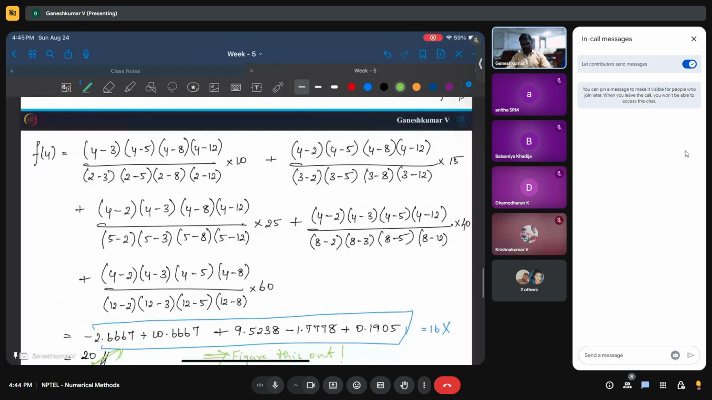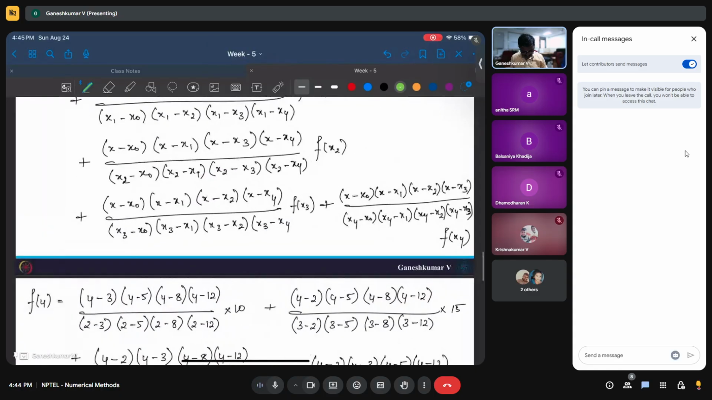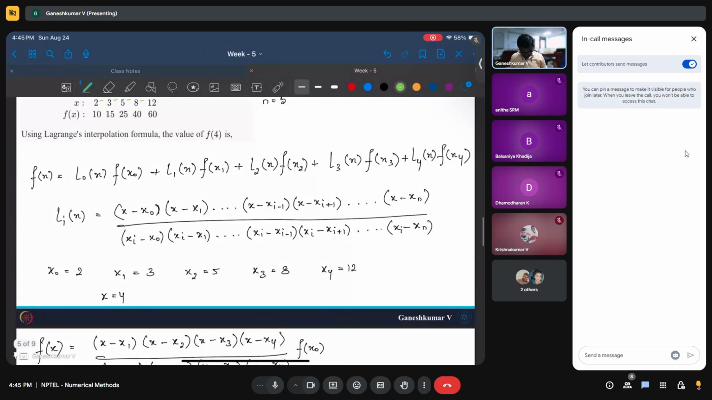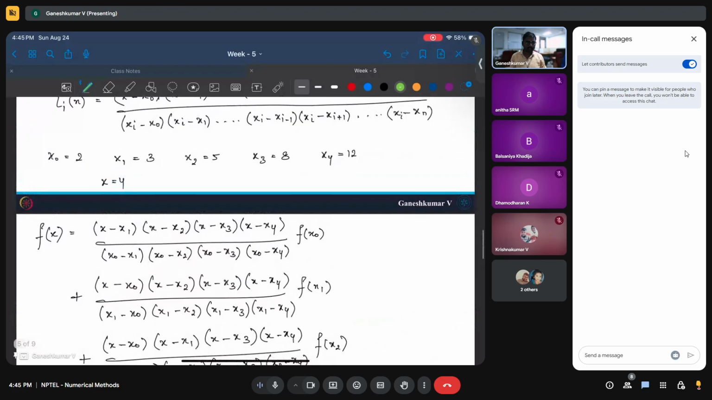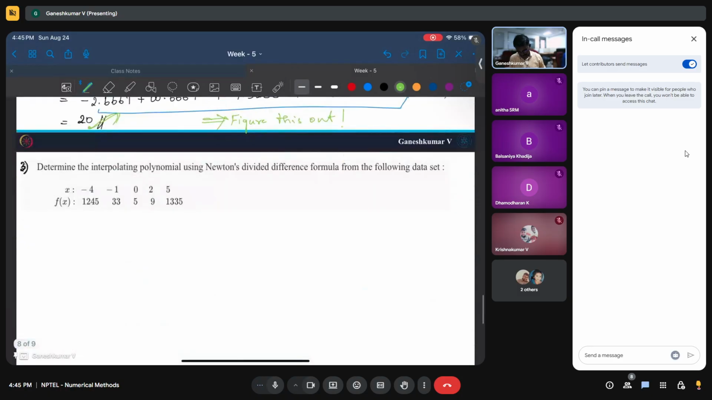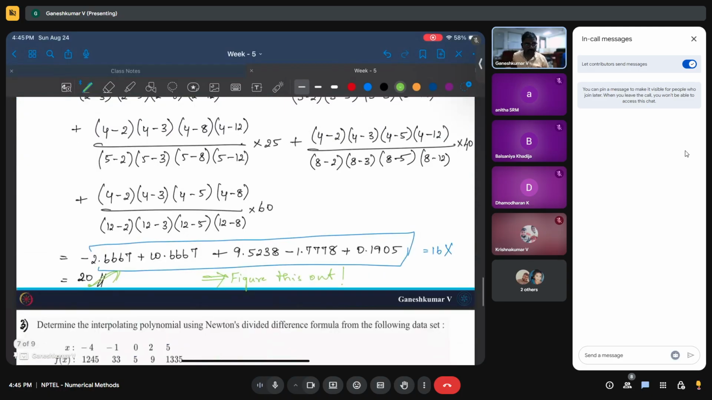Okay, but anyway, what I wanted to show is how we should proceed to get the solution. You just need to write down all the L naughts, I mean coefficients, Lagrange coefficients, and then put them in the formula. That's all. Okay, any questions? Or did any of you arrive at the correct solution? 20.